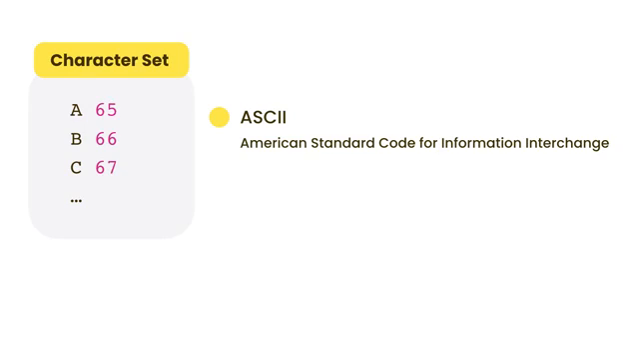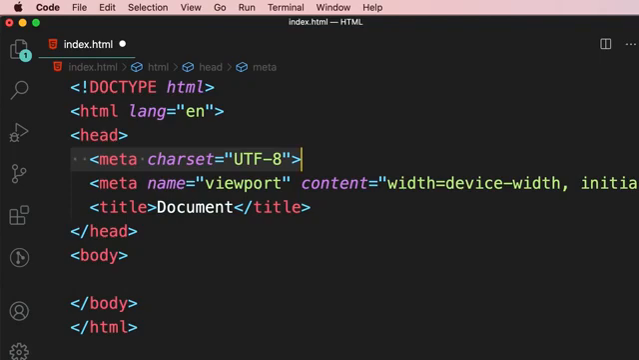So over time, different character sets have been created to represent more characters in international languages. The character set that we use most of the time these days is UTF-8, which can represent almost all characters in the world. So back to our code. With this meta element, we're defining the character set used in this HTML document. Okay?